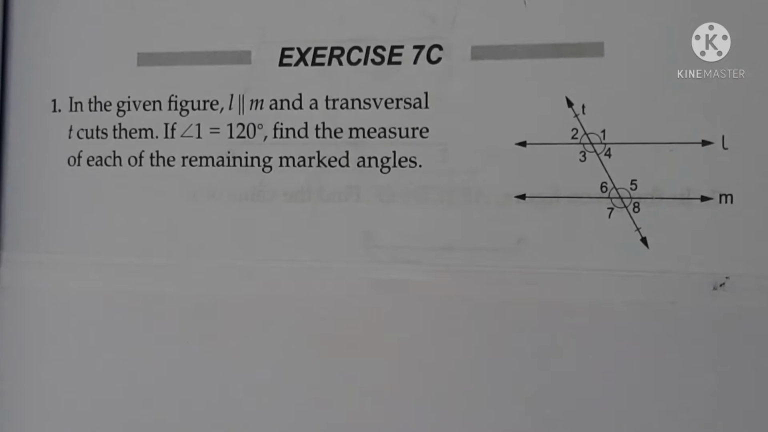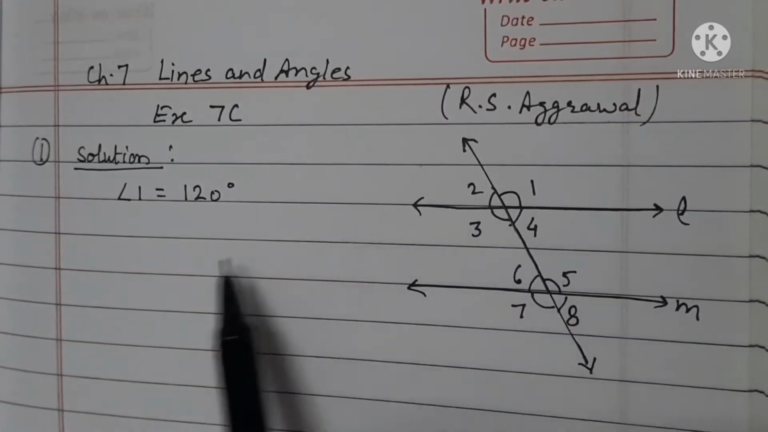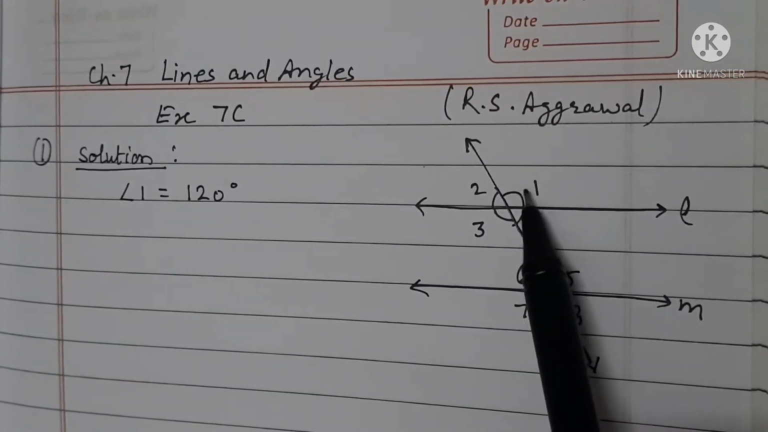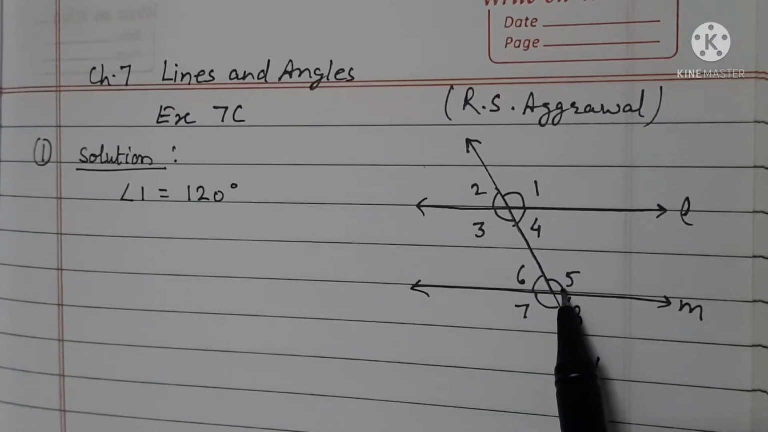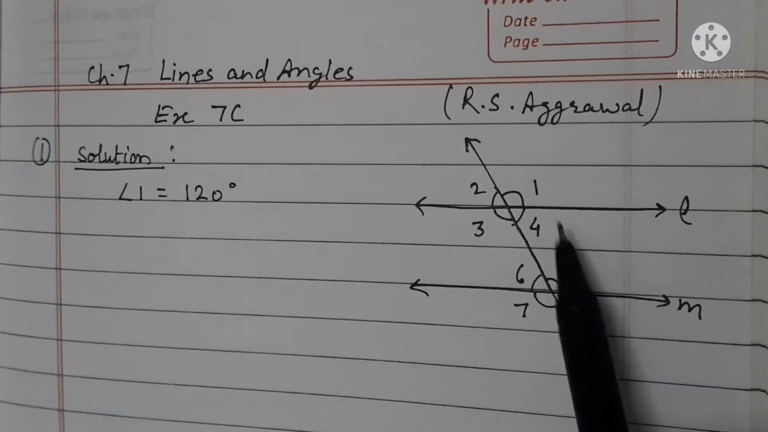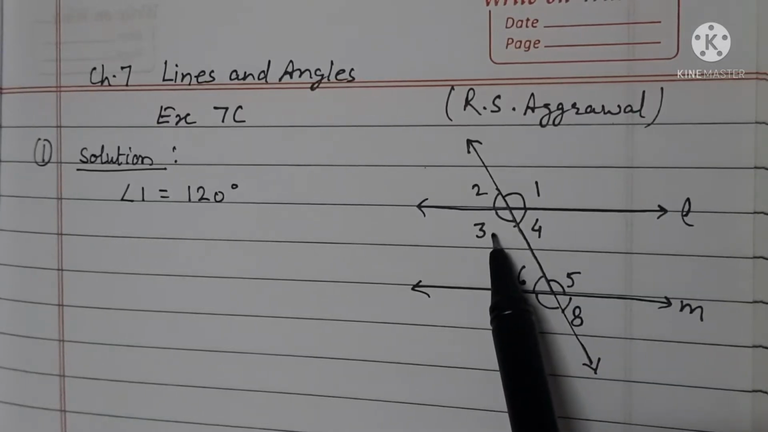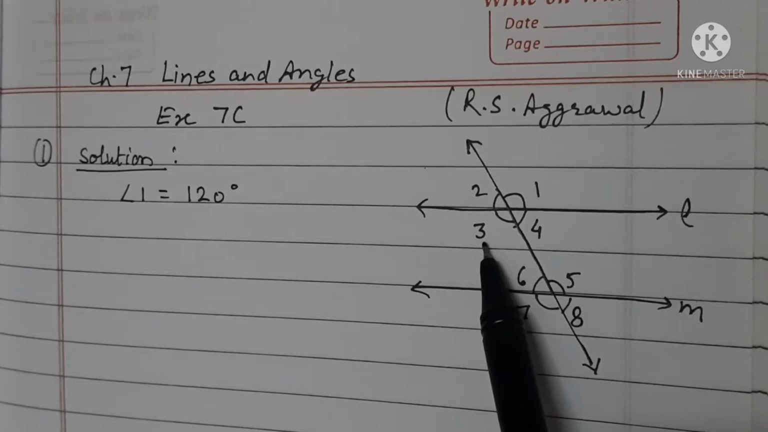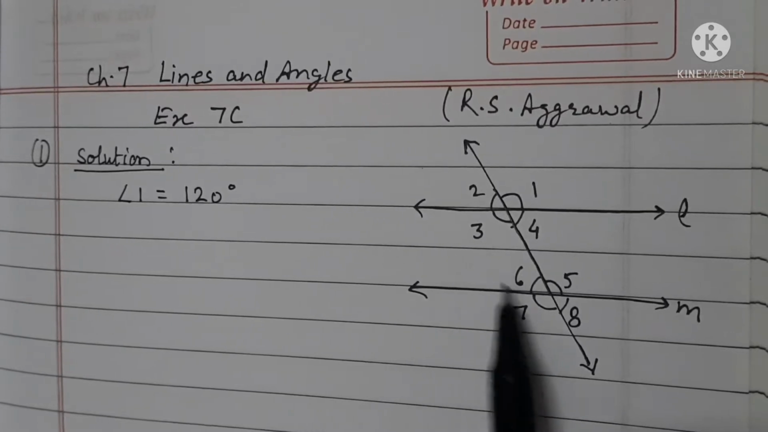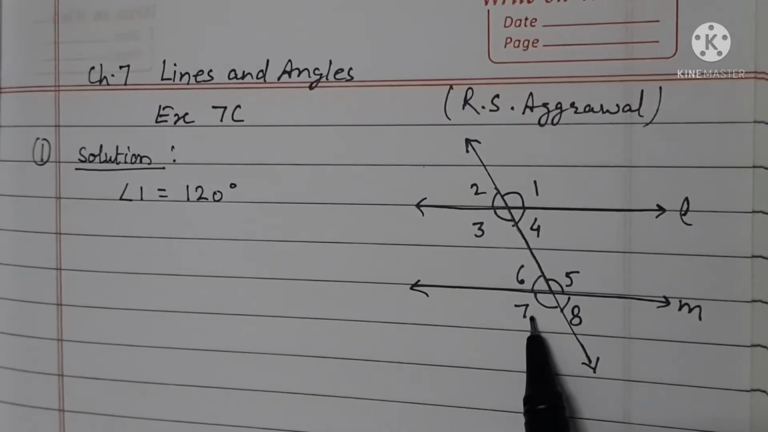Let's do how to solve it. Now it is given angle 1 is equal to 120 degrees, and what is the relation between the pair of angles? Angle 1 is equal to angle 5, corresponding angles are equal, so you can give the reason. Angle 1 is equal to angle 5 is equal to 120 degrees, and angle 1 is equal to angle 3, vertically opposite angles. It means this is also 120 degrees. And see others, angle 5 is equal to angle 7, this is also vertically opposite angles. It means this is also 120 degrees.